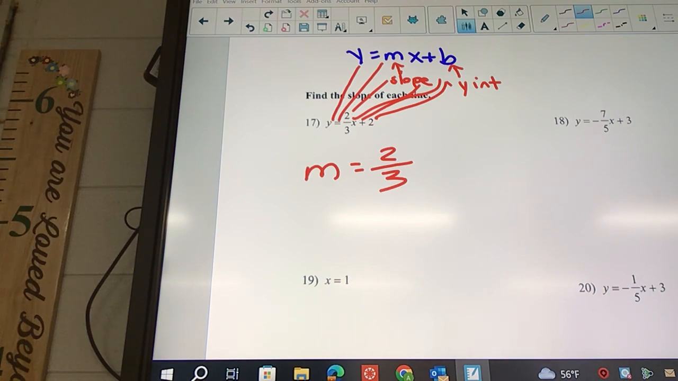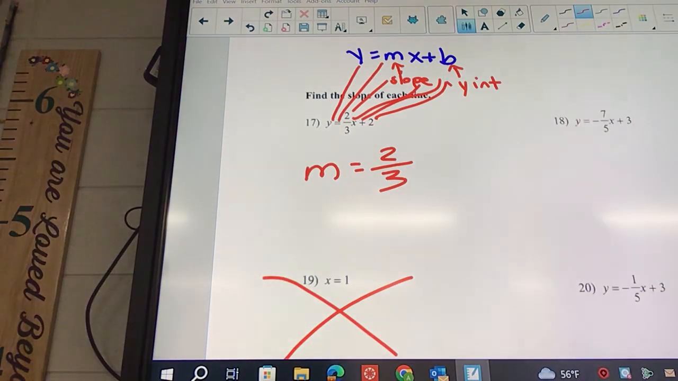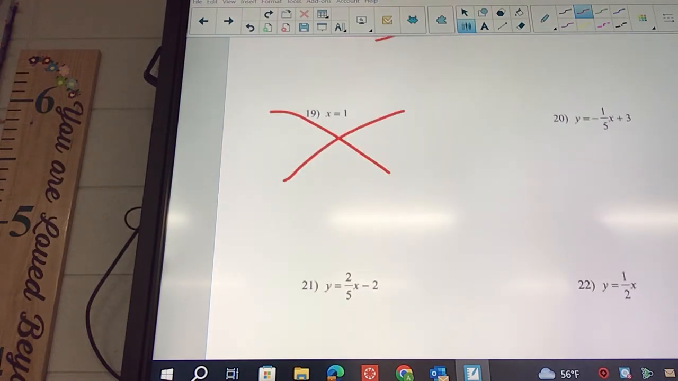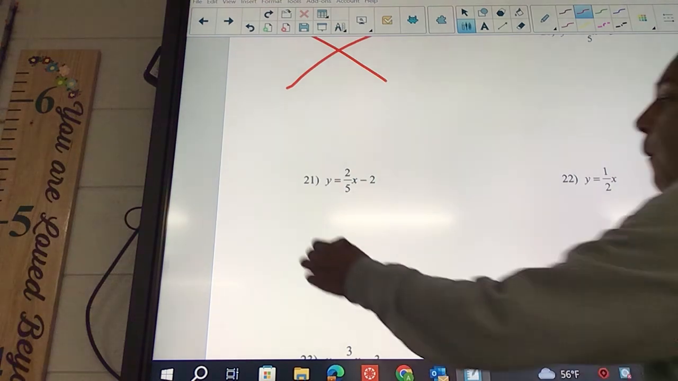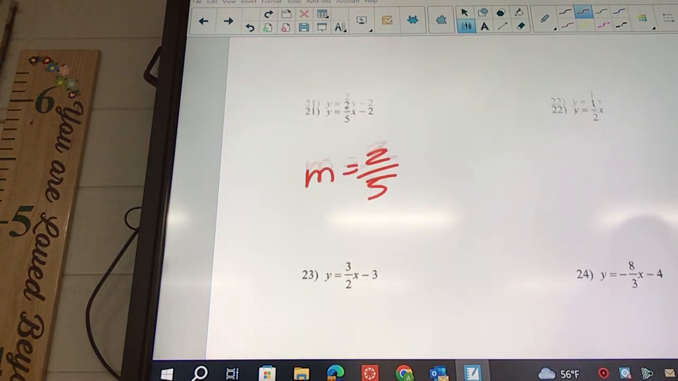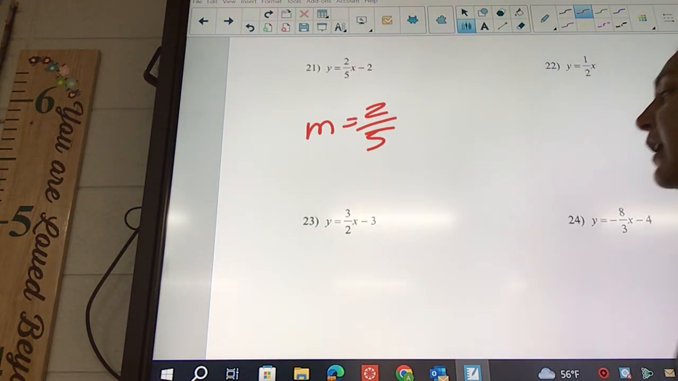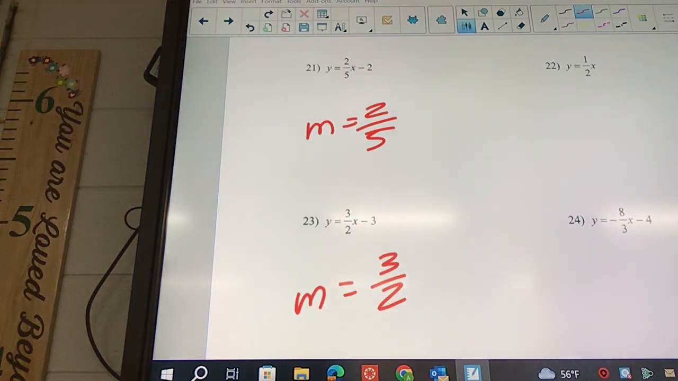You're going to skip 19. I don't know what the heck I was doing. You're more than welcome to try it. I don't care. Okay, 21. What is my m? 2/5. Okay, 23. What's my m? 3/2. Okay, they're all going to be in that same formula like that, and so really you just need to be able to look at that formula and know which one's the slope, which one's a y-intercept.